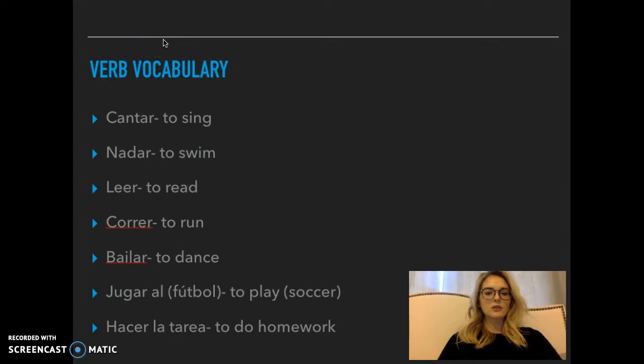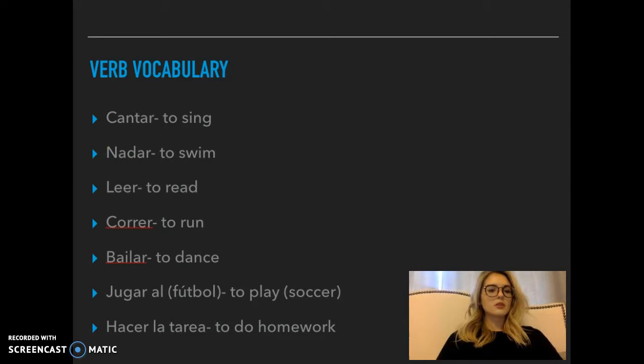Let's start with our verb vocabulary. Here's a few words that we're going to need for this unit. Cantar, to sing, nadar, to swim, leer, to read, correr, to run, bailar, to dance, jugar al fútbol, to play soccer, and hacer la tarea, to do homework. Make note of these in your notebook so that you can refer back to them quickly and not have to search through the slides for these vocabulary words, as we will need them a little bit later throughout the presentation.